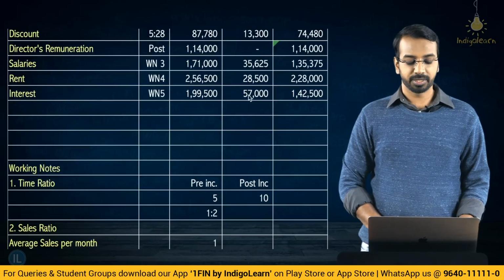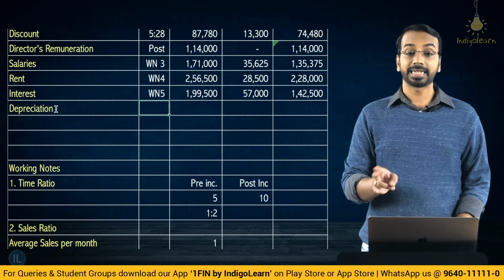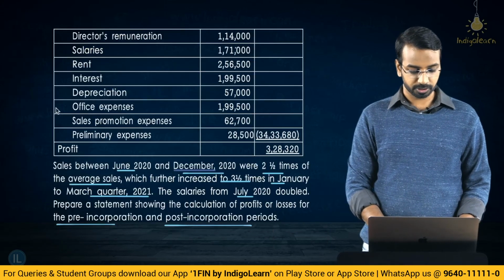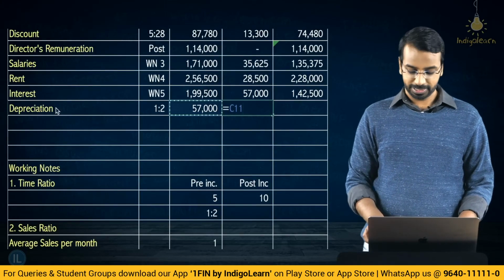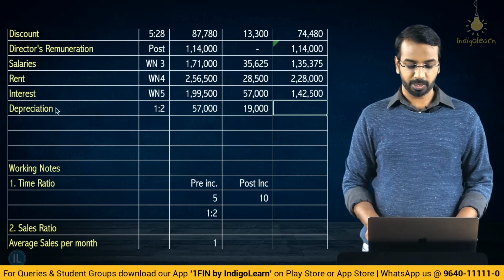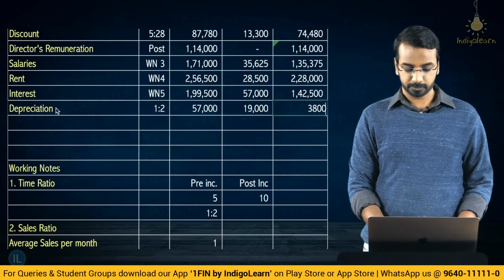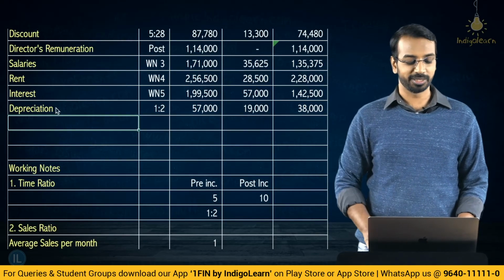The next item is depreciation. Depreciation is simple. Depreciation will be on time ratio. What is the time ratio? 1:2. How much is the total depreciation? Total depreciation is 57,000. So 57,000 divided by 3 multiplied by 1 is 19,000. So this will be 38,000. Okay. For simple things, always don't use a calculator. It will save some time in the exams.